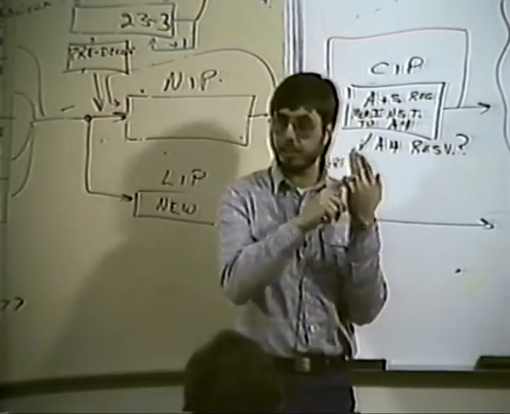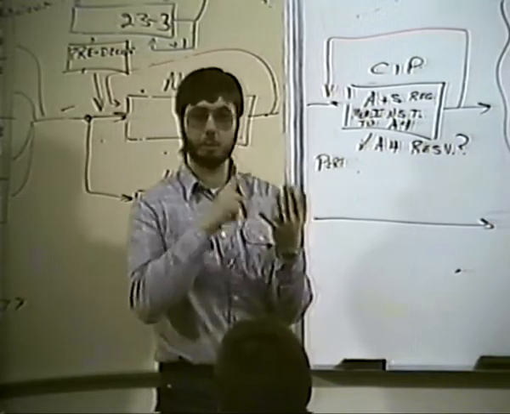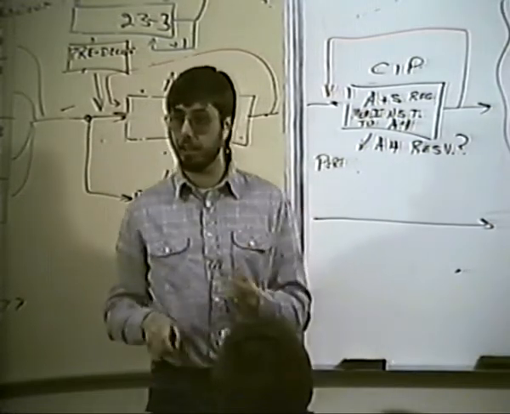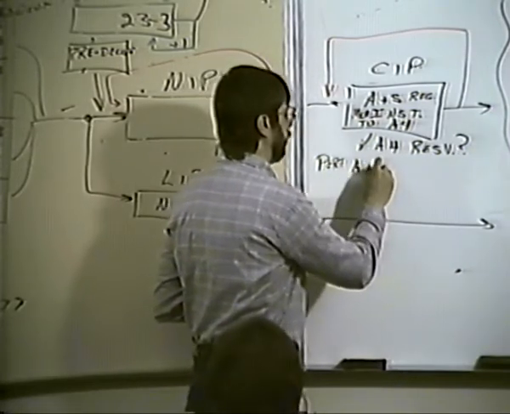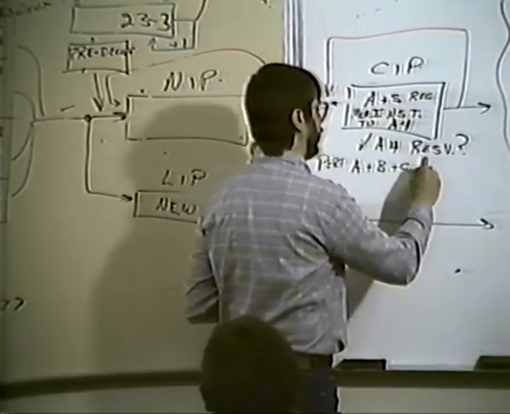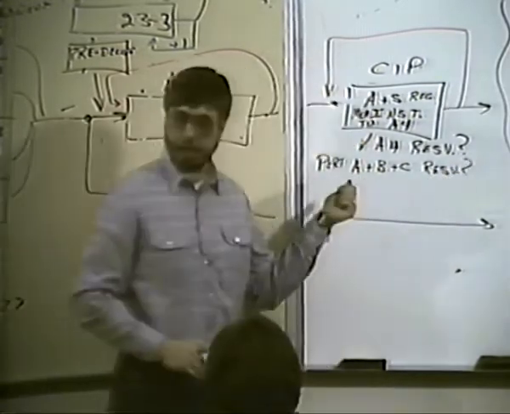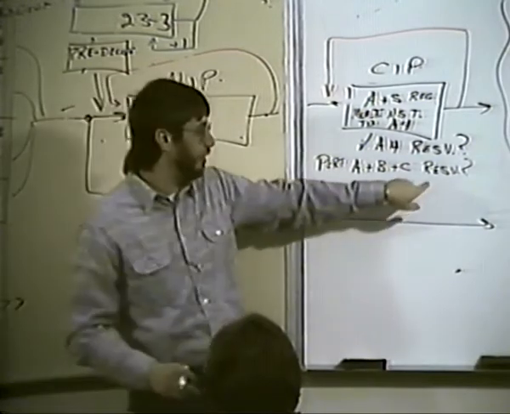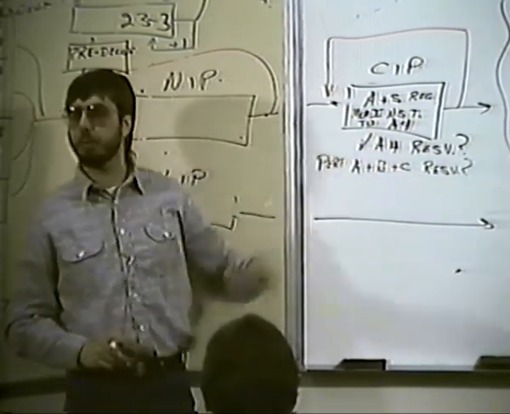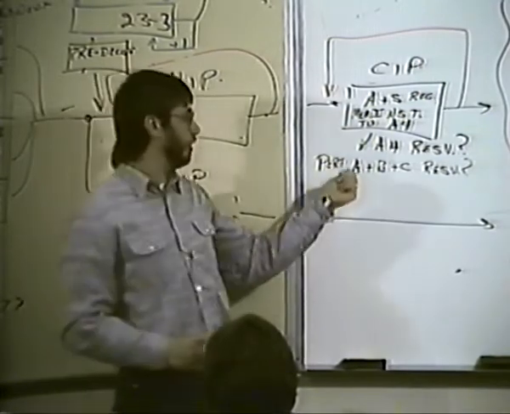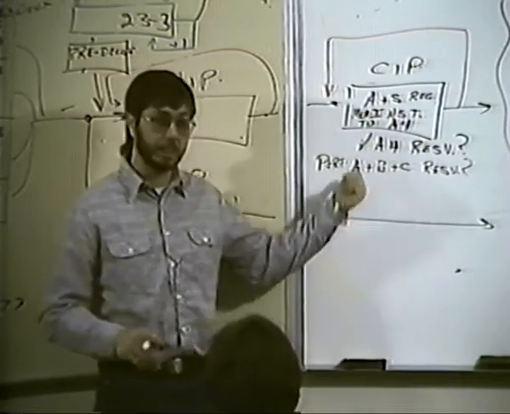And I said one of the things that you do on an A or S register transfer is make sure ports A, B, and C are all available. So it's port A or B or C reserved. Now what I've got up here are the questions you have to answer before you can issue this instruction. In other words, if A or B or C is reserved, this instruction will stay in CIP until that condition goes away.